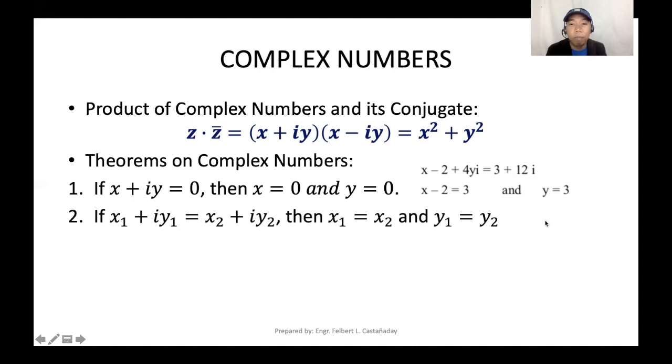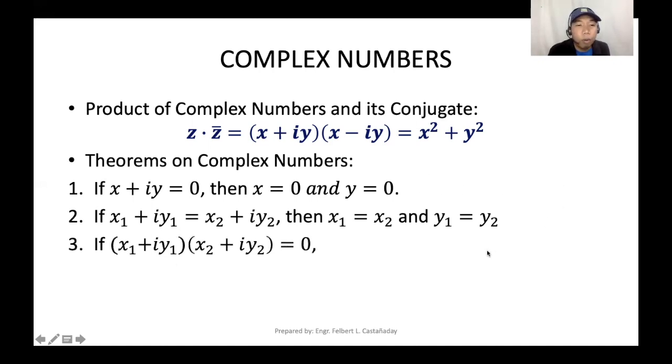Now, the third theorem is if x sub 1 plus i times y sub 1 is multiplied by x sub 2 plus i times y sub 2 and equated to 0, then we can say that x sub 1 plus i times y sub 1 is equal to 0, or x sub 2 plus i times y sub 2 is equal to 0.